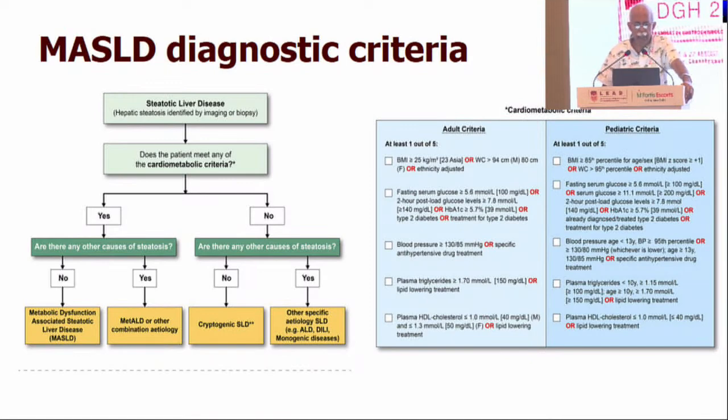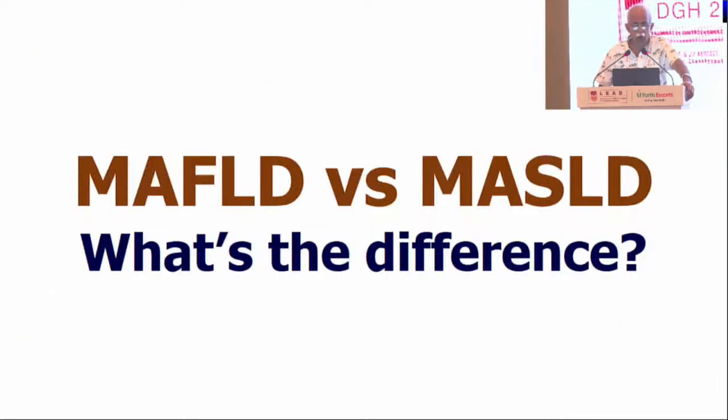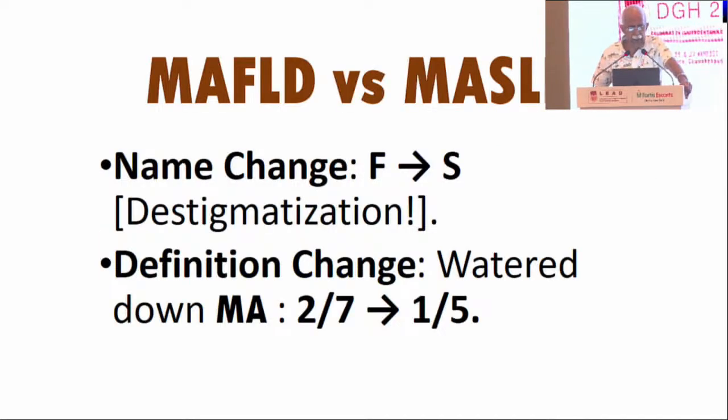Now in the MASL diagnostic criteria, unlike the Asia-Pacific people who had the MAFL, you had 1 out of 5. If you have 1 out of 5 of these, again, I would say, from where did you get this 5? Metabolic syndrome was 3 out of 5. Asia-Pacific MAFL was 2 out of 7, and now you have 1 out of 5. God knows from where these things come up. But ultimately, just a basic thing, what is the difference between MAFL and MASL?